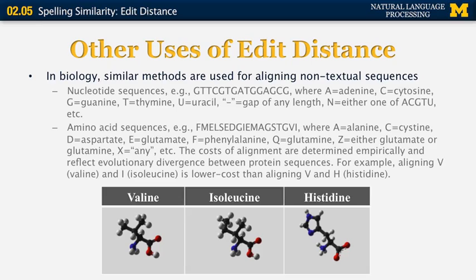And the costs of alignments here are determined empirically, and they reflect the evolutionary divergence between the different protein sequences. For example, aligning V and I is lower cost than aligning V and H. And for those of you who have a biology background, you can probably recognize the molecules of those amino acids. You can see that the valine and isoleucine molecules look very similar, whereas the histidine looks very different.